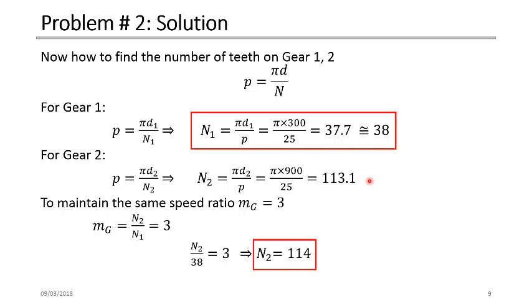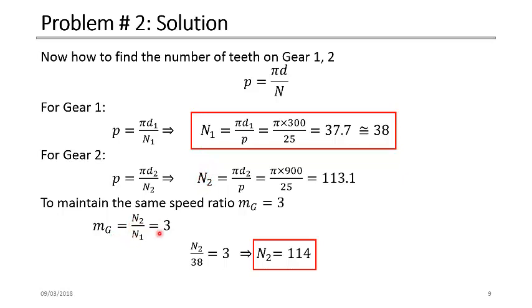We just need to make sure that the speed ratio is 3. And we understand that the speed ratio is equal to the higher number of teeth divided by the lower number of teeth. In this case, it's N2 divided by N1. So N2 divided by N1 has to be 3. We've already chosen N1 to be 38. So if we've chosen this to be 38, this number N2 has to be found using the speed ratio.